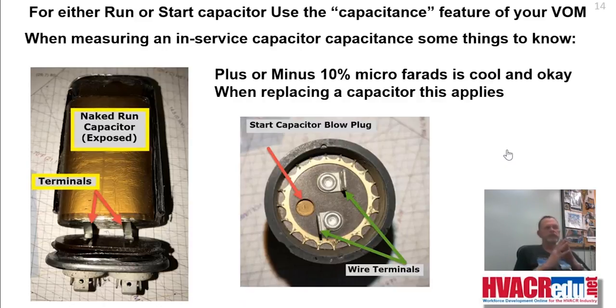When you're measuring an in-service capacitor's capacitance, there are some things to know. As far as the microfarad ratings go, it's plus or minus 10%. Plus or minus 10% is okay. When replacing a capacitor, this applies. As a rule of thumb, if you have a 10 microfarad capacitor, plus 10% would be 11, minus 10% would be 9. So you have a range of 9 to 11 microfarads that would work for that capacitor. Okay? On the left-hand side we have a naked run capacitor exposed. Don't look. This could be X-rated.